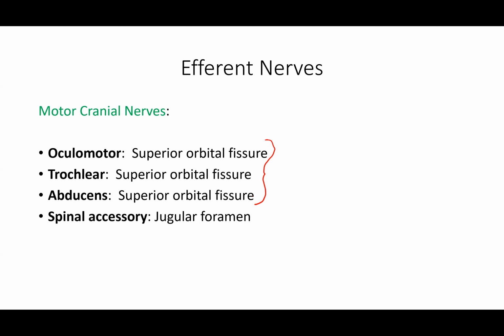The spinal accessory passes through the jugular foramen. So not just the jugular vein is passing through that jugular foramen, there's also the spinal accessory nerve. The hypoglossal nerve passes through the hypoglossal canal. That's an easy one to remember. It's named the same.